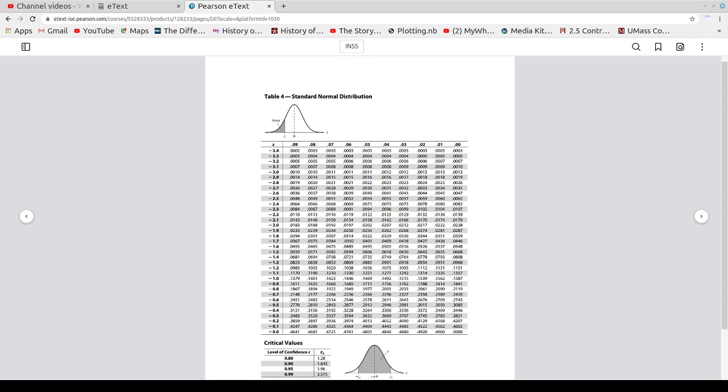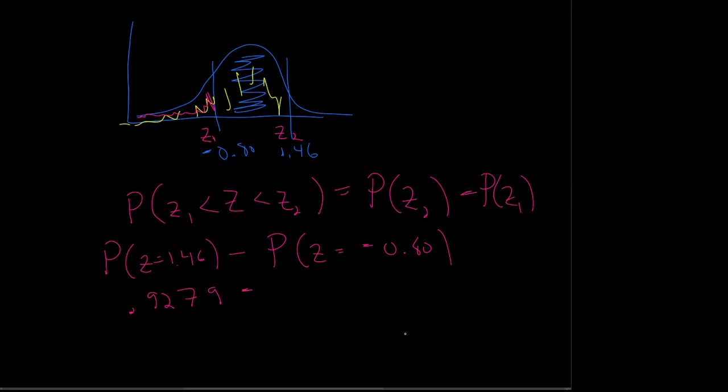So it's 0.2119. And so we subtract that. 9 from 9 is 0. 1 from 7 is 6. 1 from 2 is 1. And so the area in between these is 0.7160. And that's how we find the area in between two Z values.